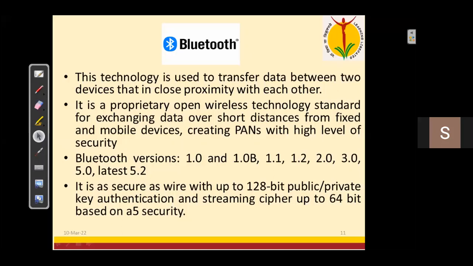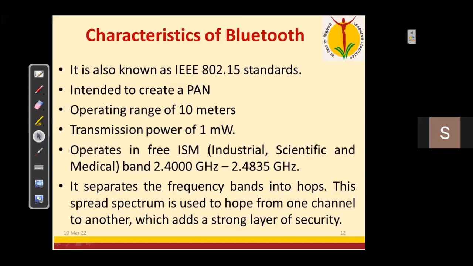And basically the duty cycle of the signal is reduced there, and once we have reduced that duty cycle, the power consumption is also going to be less. And the data is more secured by encryption, maybe public or private, with 128-bit or 64-bit keys and A5 security used in Bluetooth technology. So these are the characteristics of Bluetooth.